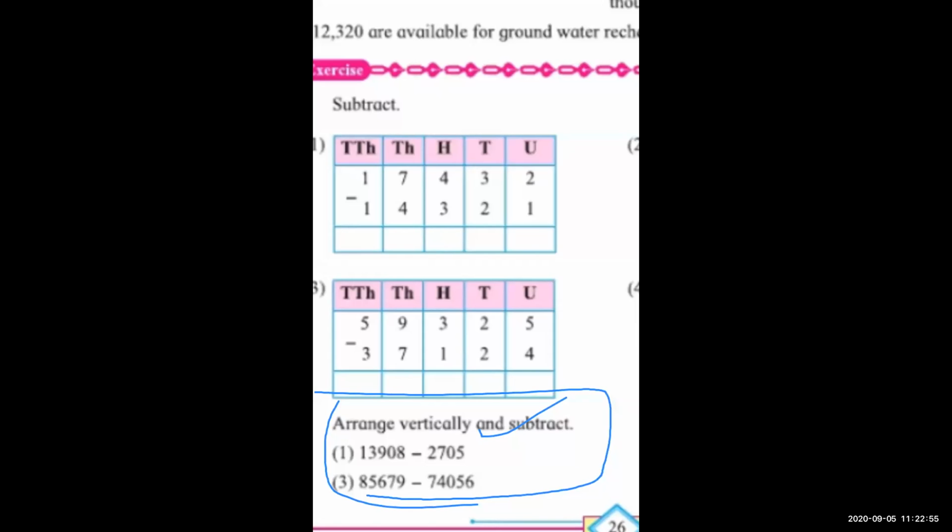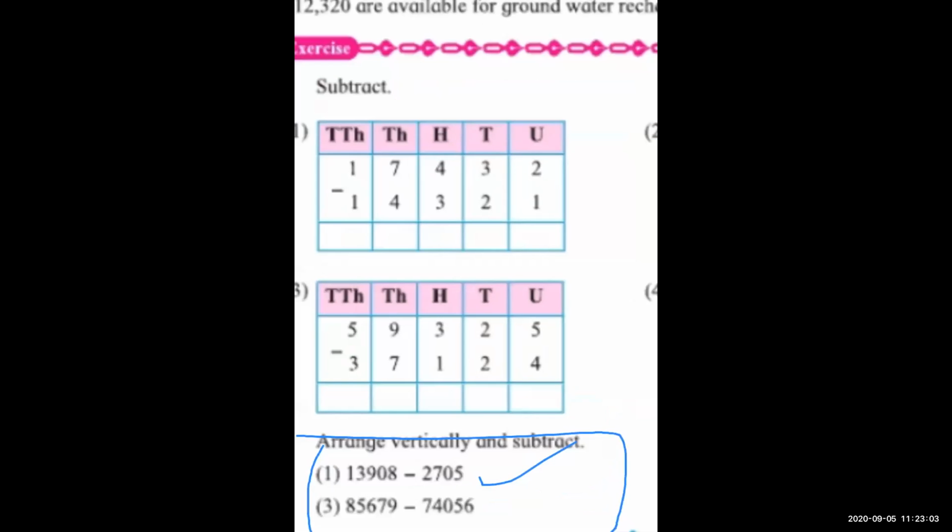85,679 minus 74,056. Now I am going to share it with you. Do you want to give the answer? What is the answer? Next one. Now I am going to solve it myself. You also solve it on your side and give me the answer.